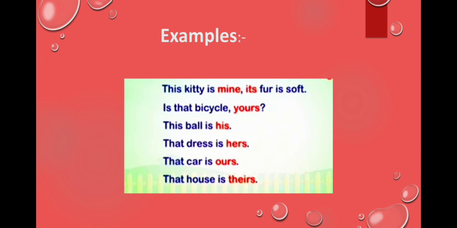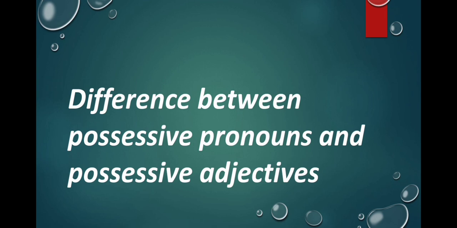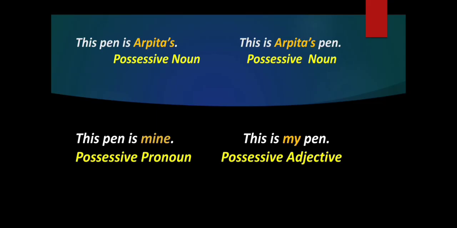So mine, its, yours, his, hers, ours, theirs show who or what owns something. These pronouns are called possessive pronouns. They can be used in place of a possessive noun or possessive adjective. Now we will see the difference between possessive pronoun and possessive adjective.